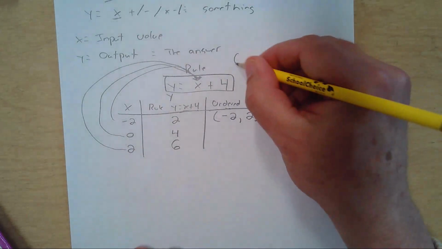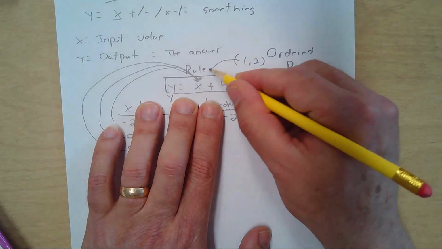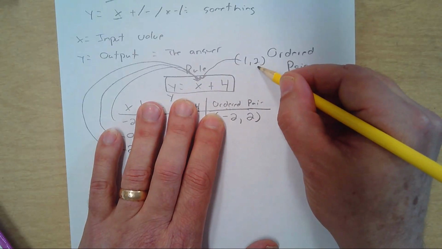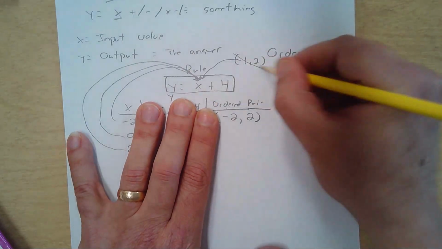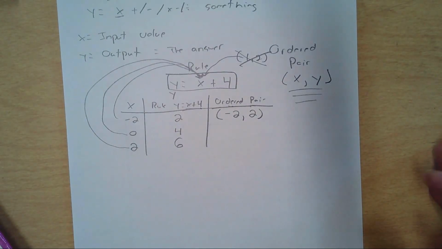If I wrote the ordered pair 1, 2, well, that wouldn't be a solution here. I mean, that is a point I could plot on the graph there. But if I plug this into the equation, if x is 1, 1 plus 4 does not equal 2. So this is not a solution to the equation here. I'm not saying it's not a point on the graph somewhere, because it is, but it's not a solution to our equation here.